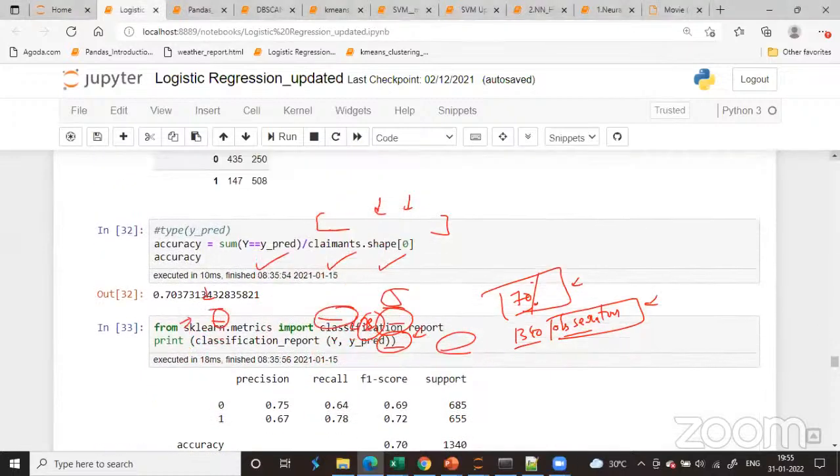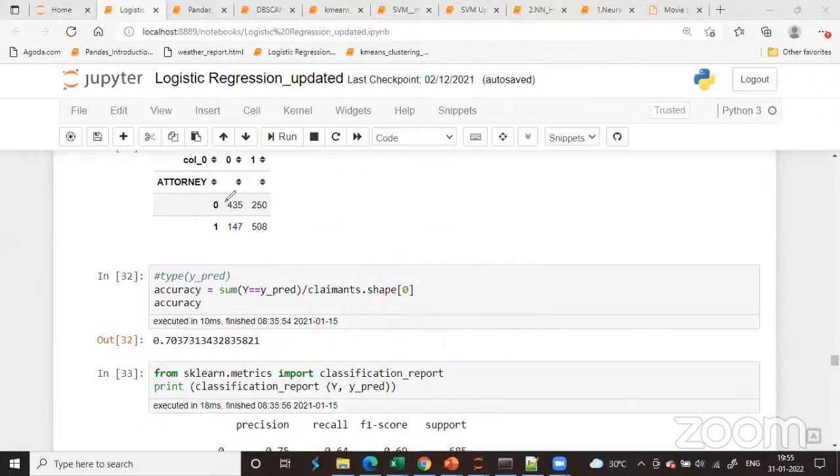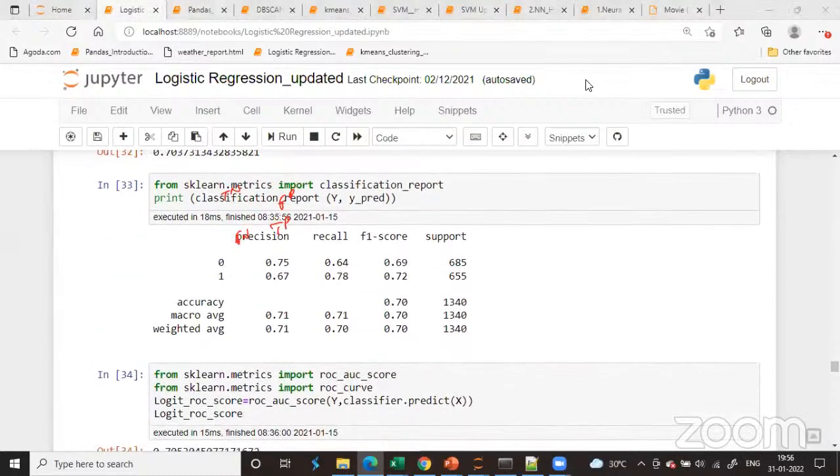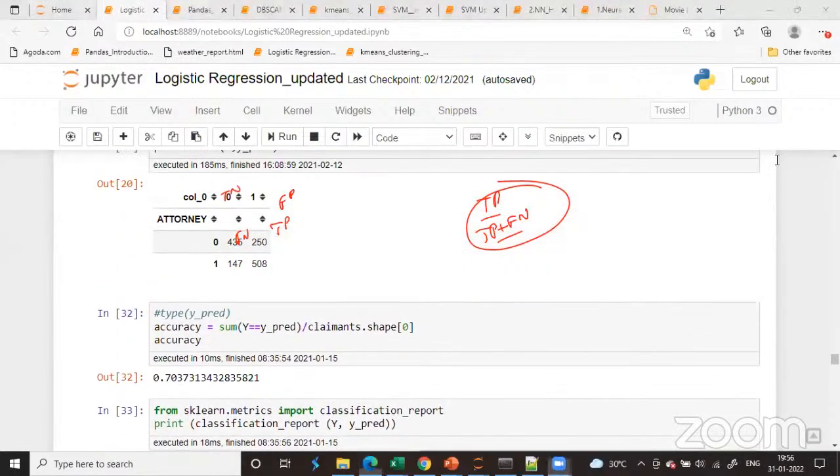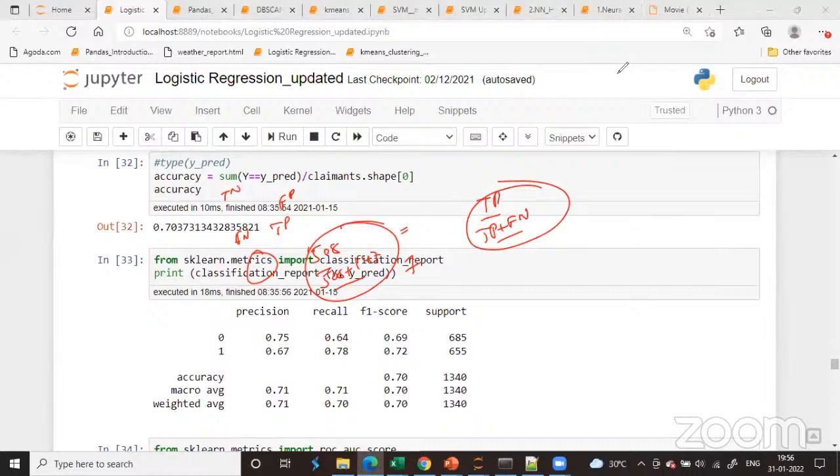So no need of any manual calculations. Everything is being computed from your confusion matrix. You have true negative, true positive, false negative values. Simply apply all your formulas, sensitivity: TP by TP plus FN. So 508 by 508 plus 147. When you solve for this, you are going to get close to 78%. So do that manually and you are going to get that.